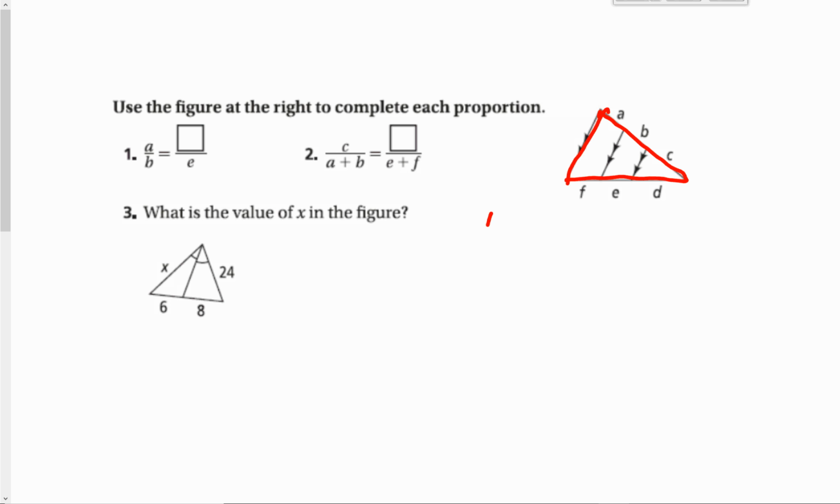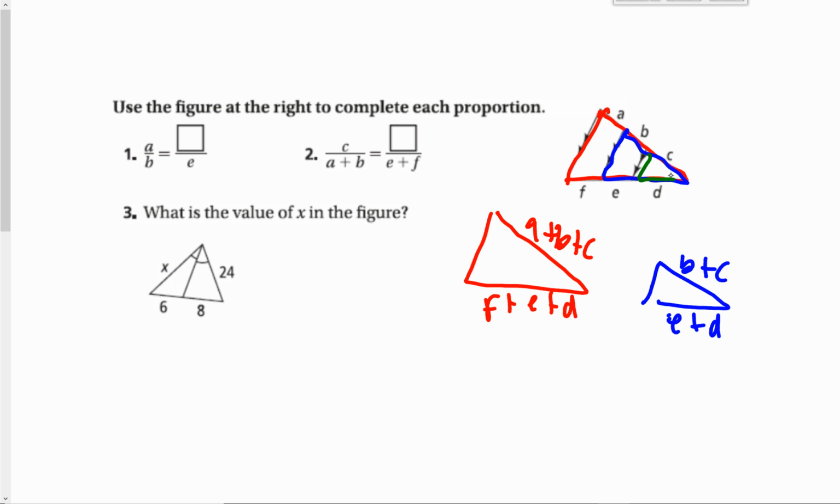So we have the big one. This side, this big one, is A plus B plus C, and this one is F plus E plus D. And then we have this smaller one right here down. Well, that one is B plus C, and this one would be E plus D. And then we have this even smaller one, which is just C over D. Okay, so those are my sides.